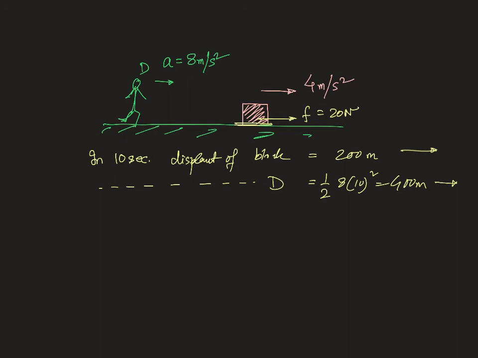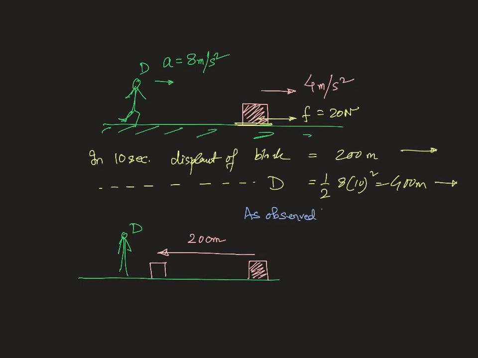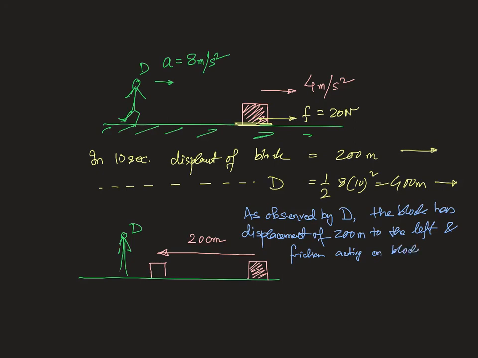So as observed by D, the block is displacing in the following way. The block is moving towards the left and having a displacement of 200 meter. Okay. So as observed by D, the block has a displacement of 200 meter to the left, and friction acting on the block is, as usual, 20 Newton to the right.